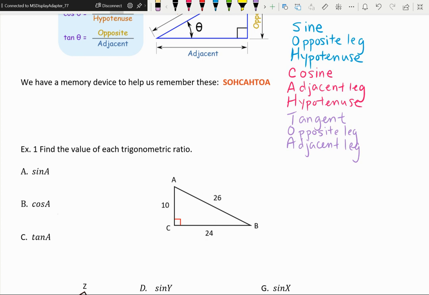Okay, so the first example asks me to find sine of A, cosine of A, and tangent of A. Of A is my perspective. That's what angle I'm standing at. And so I am going to choose to draw a silly little person here. Maybe you draw a happy face. Maybe you just put an angle mark. Maybe you draw a circle around A. Whatever it is, so that you feel like you're standing at that point. That's your point of perspective.